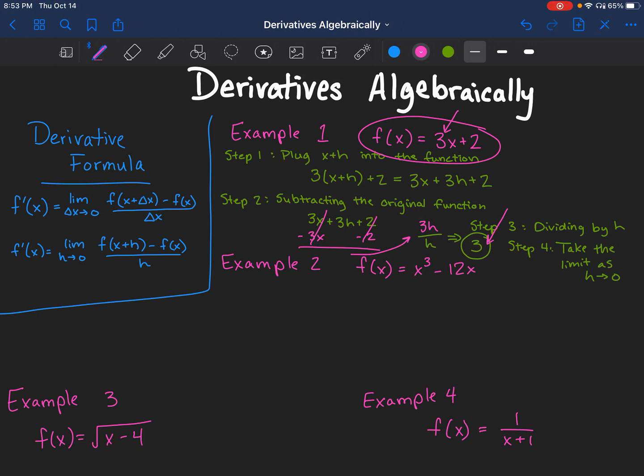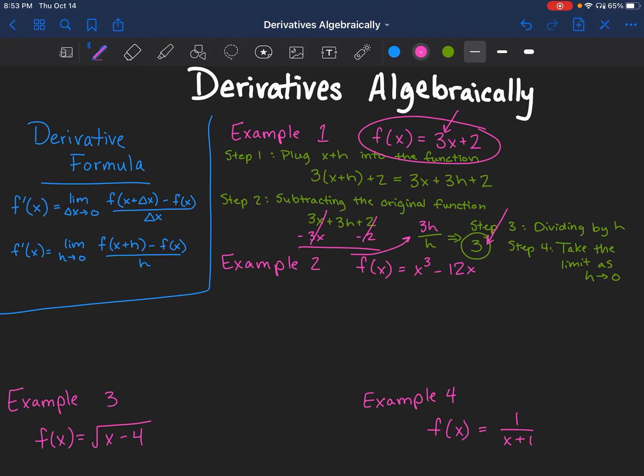But the question is, what happens if I try a different function, like example 2, where I've got x cubed minus 12x. In this case, that is no longer a line, so its slope changes depending on what x is. So let me go a little bit further, and I'm going to do the same process, the same steps. I'm not going to write them all down, though, in doing this work.